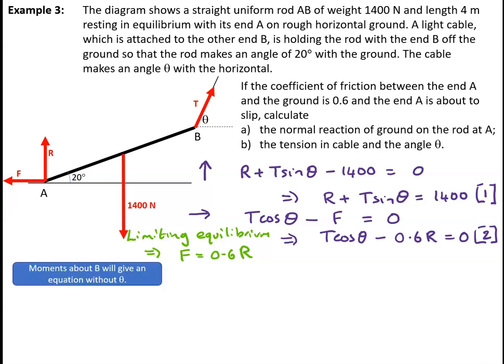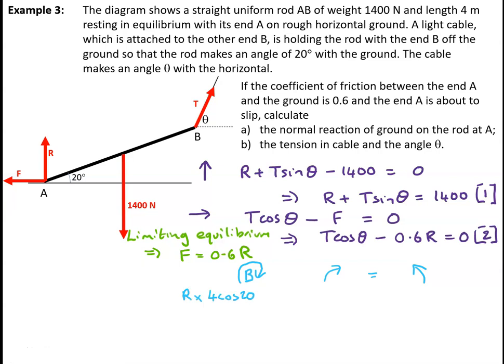And we're going to need to take moments about a point. Now, in this case, the easiest point to take the moments about is the point B, because that means I won't get theta occurring in the equation and have any really awkward bits to deal with. So, taking moments about B, the clockwise moments about B must equal the anti-clockwise moments about B. The moment of R about B, well, first of all, R is trying to turn the rod clockwise about B. The distance of the line of action of R away from B is the horizontal distance between A and B, which is 4 cos 20. So we've got a moment of R times 4 cos 20 in a clockwise direction.